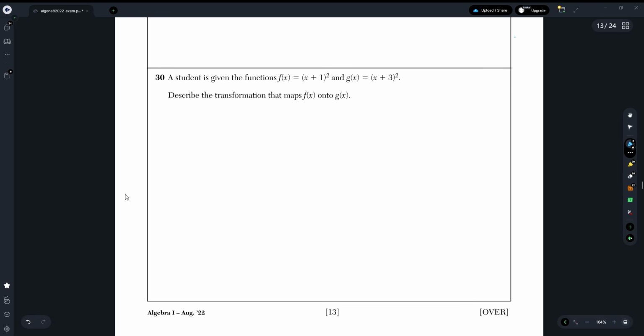Right, so number 30 says the student is given the function f of x equals (x plus 1) squared and g of x is equal to (x plus 3) squared. Describe the transformation of f of x onto g of x. Once again, I think the easiest way to solve this problem is to put it in your graphing calculator, and I'm going to do that right now. I'm going to input open parentheses x plus 1, square it, and next open parentheses x plus 3 close parentheses squared.